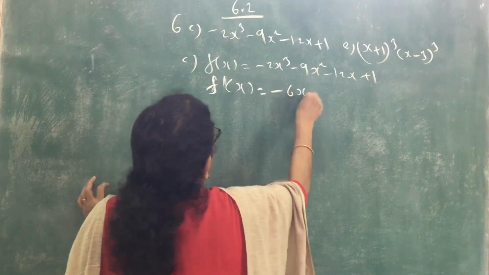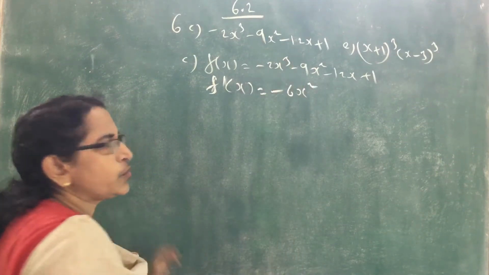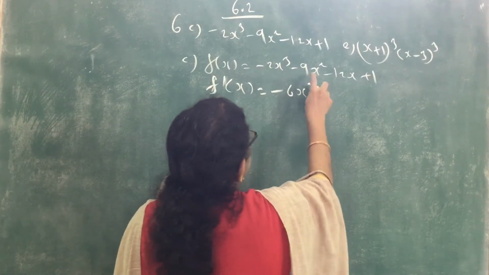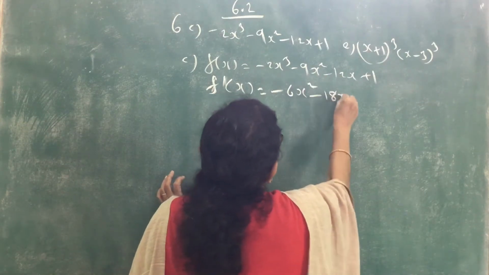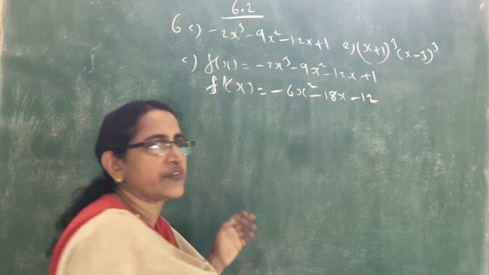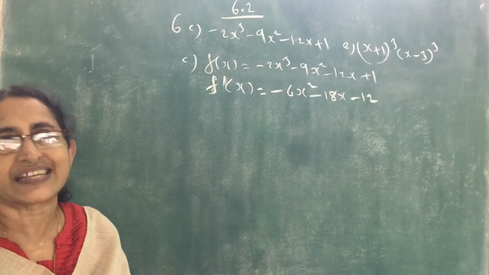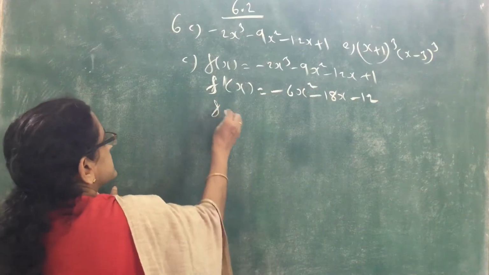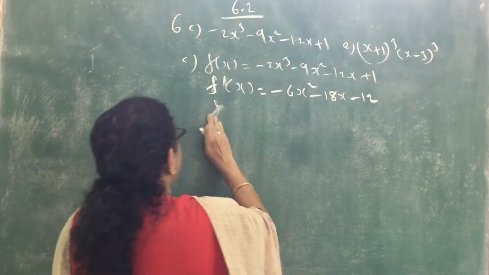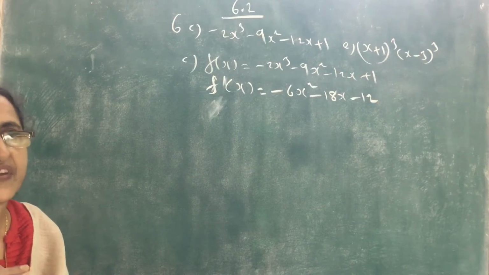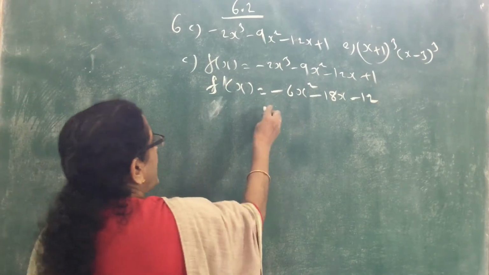So f dash x equal to minus 6x square minus 18x minus 12. That is the derivative of f of x. Now we have to find the values of x for which f dash x equal to 0. We can write this in the factorized form, so it is easy to find the values of x for which f dash x equal to 0.